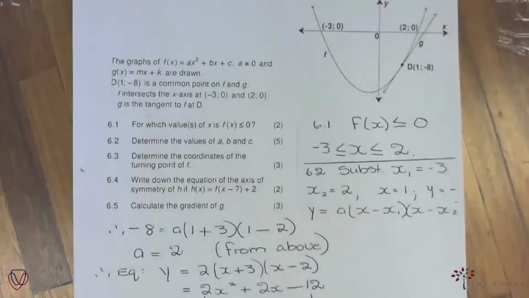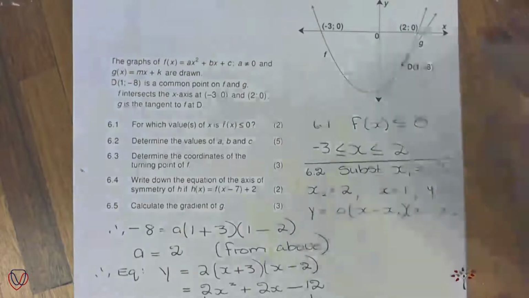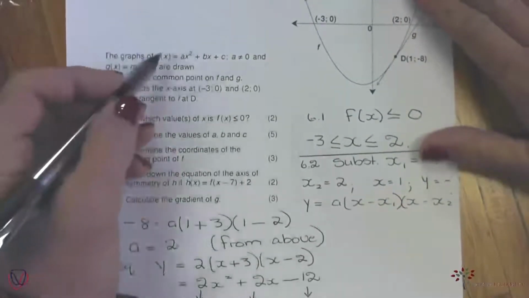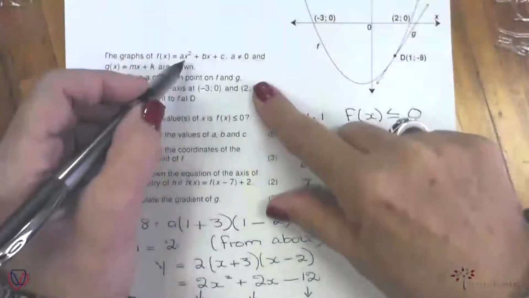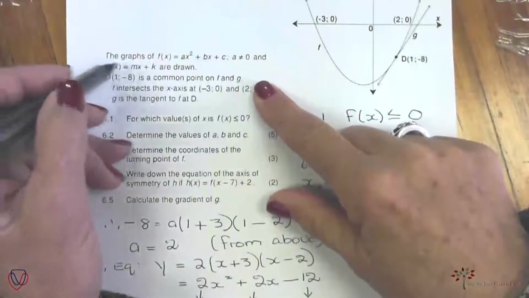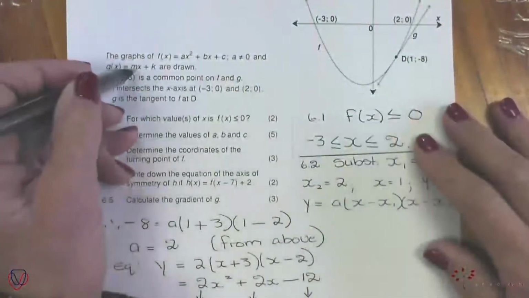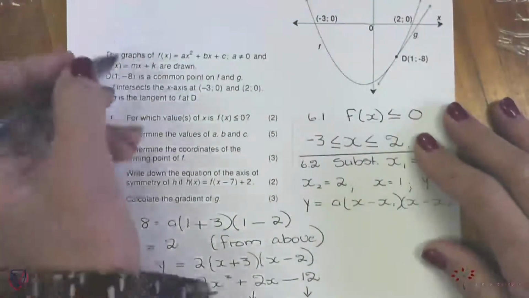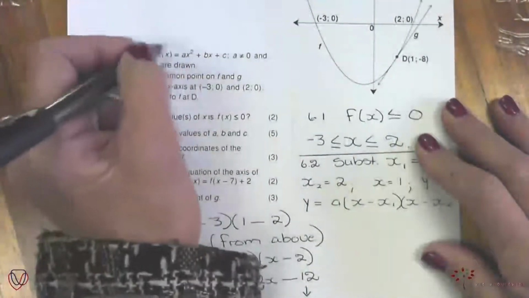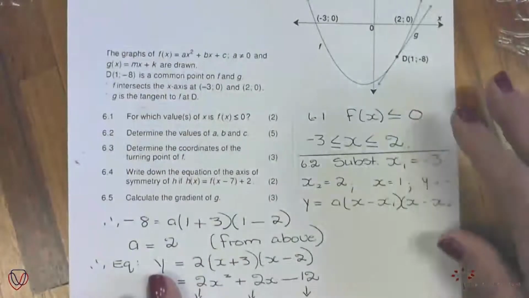But I could still wangle these questions, and you must be very alert to that. Let's have a look at question 6. The graphs of f(x) is, again, ax squared plus bx plus c, and the graph of the straight line, which is a tangent, is y equals mx plus k. You always remember g(x) is actually y. f(x) is actually y. Okay.